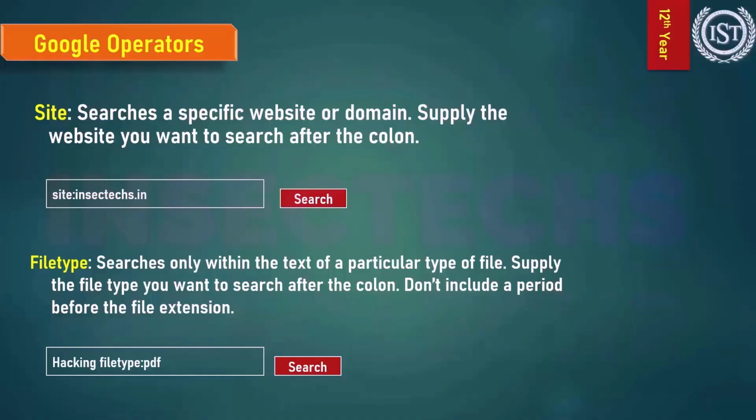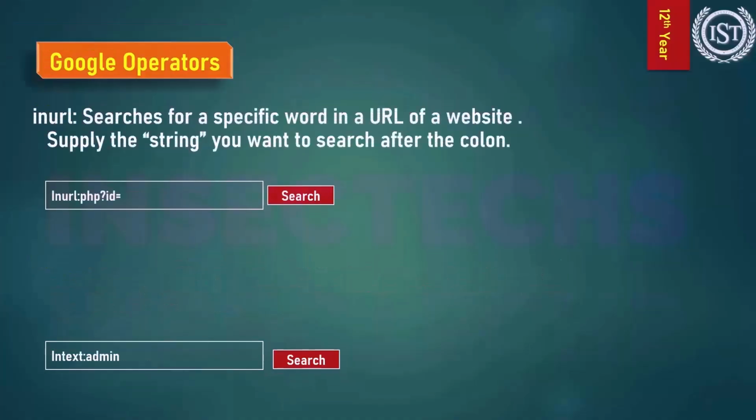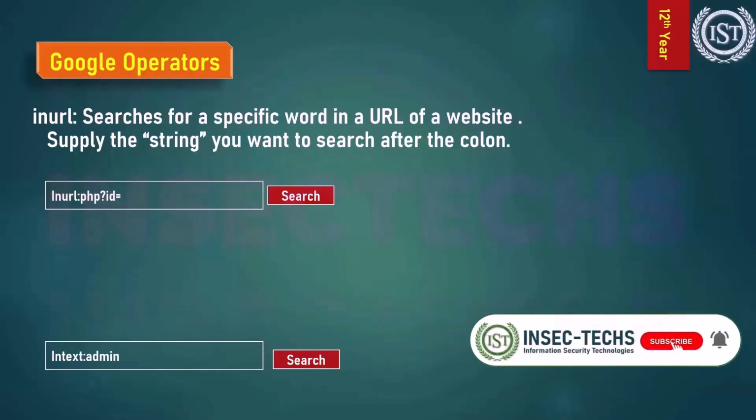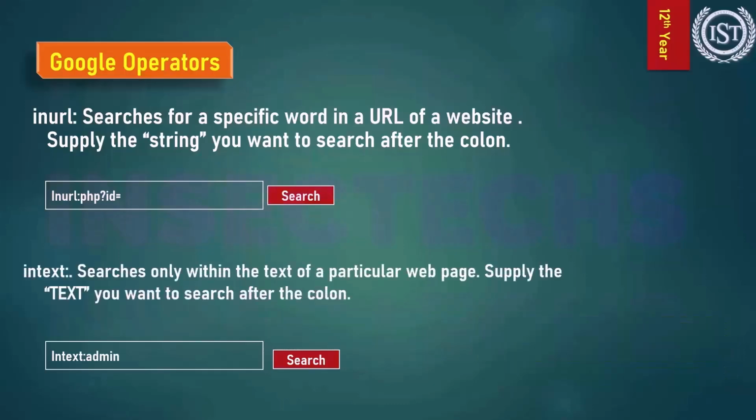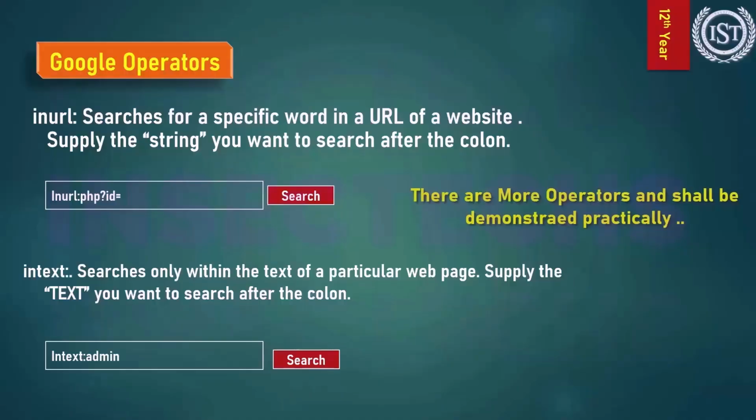And the next one is inurl. It searches for a specific word in the URL of a website. All we have to do is supply the string after the inurl operator. And the next one is intext. It searches only within the text of a particular web page. All we need to do is supply the text you want to search after the colon.